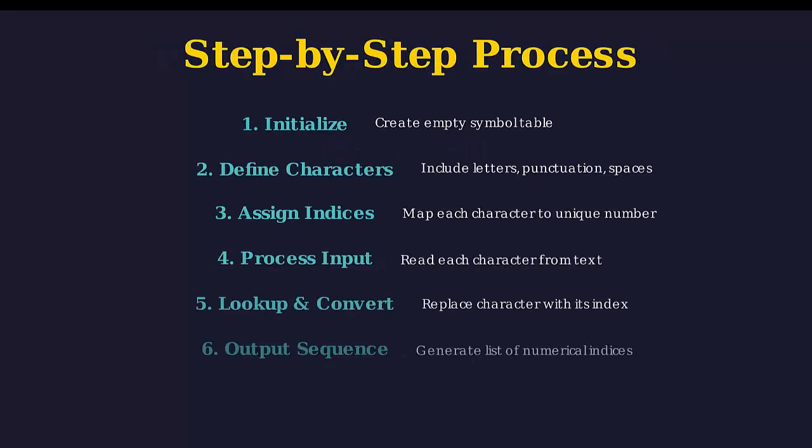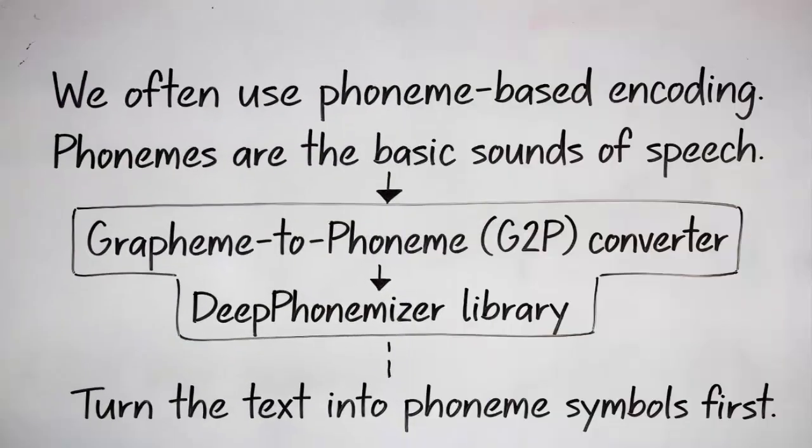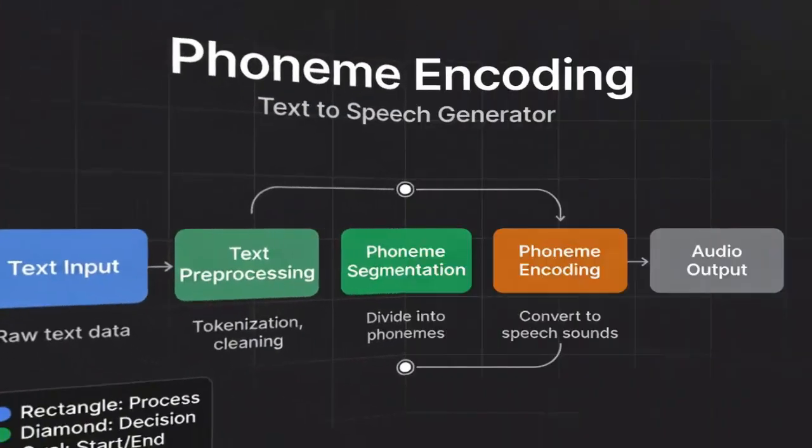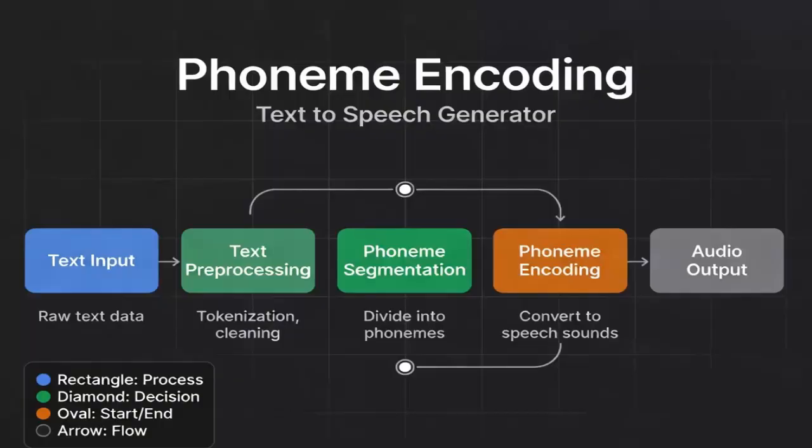But for even better pronunciation, especially with tricky English words, we often use phoneme-based encoding. Phonemes are the basic sounds of speech. Here, a grapheme-to-phoneme (G2P) converter, powered by the Deep Phonemizer library, turns the text into phoneme symbols first. TorchAudio makes this easy by bundling pre-trained processors that handle it all behind the scenes.